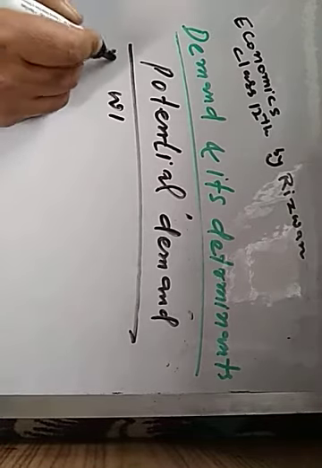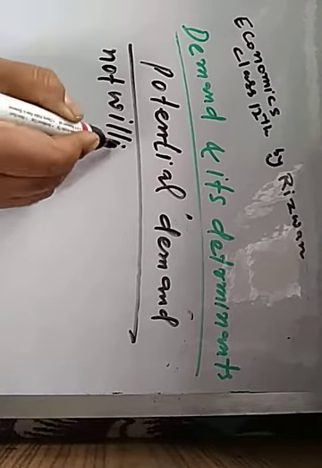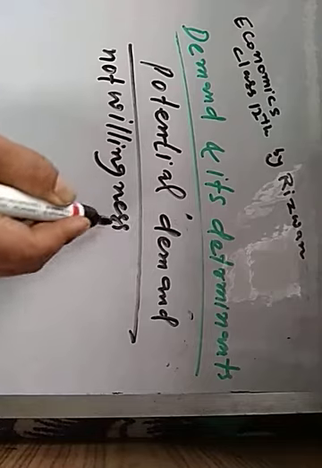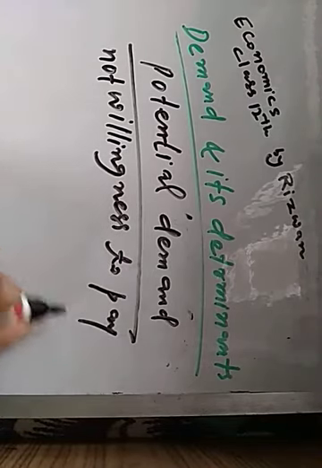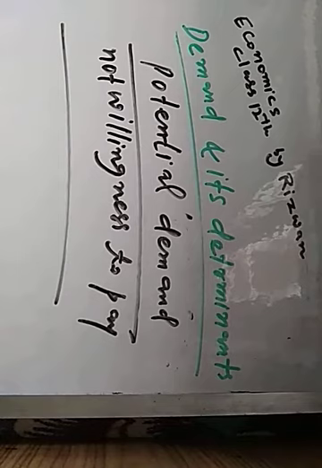Jab consumer ke paas income bhi ho lekin wo khareedna nahi chahta hai, that is known as potential demand. It is the demand which is backed by purchasing power such as income or having a wealth, but not willingness to pay. Willingness to pay, that is known as potential demand. Means a consumer has a potential to fulfill his demand, but he is not willing to pay for that good or service, maybe due to some reasons.